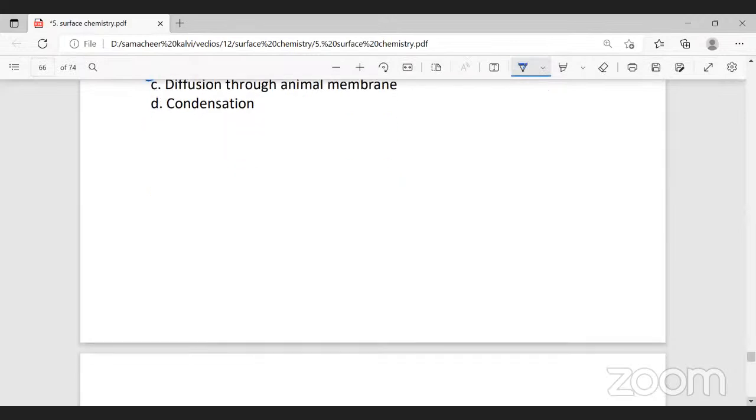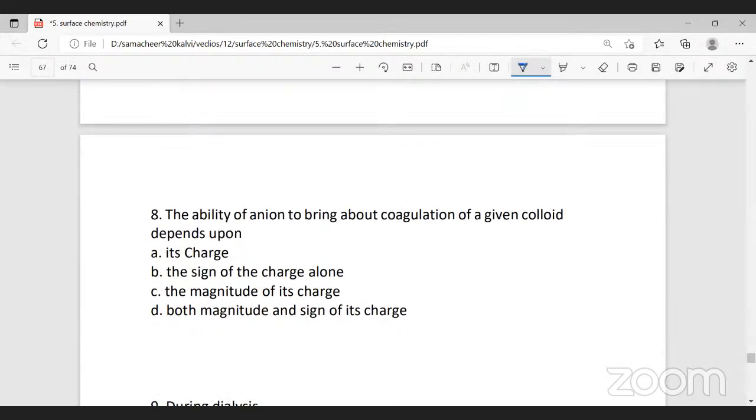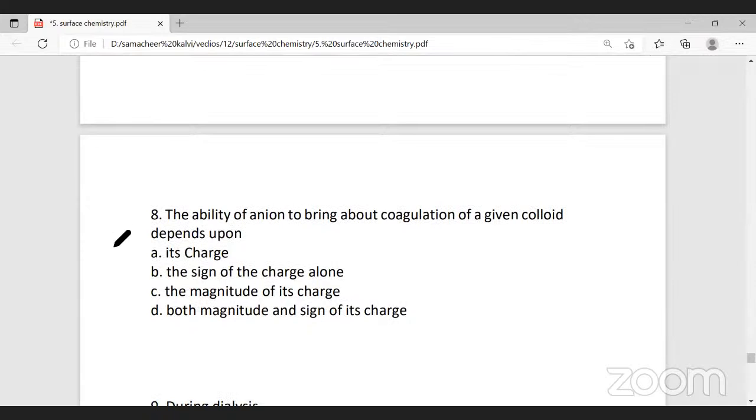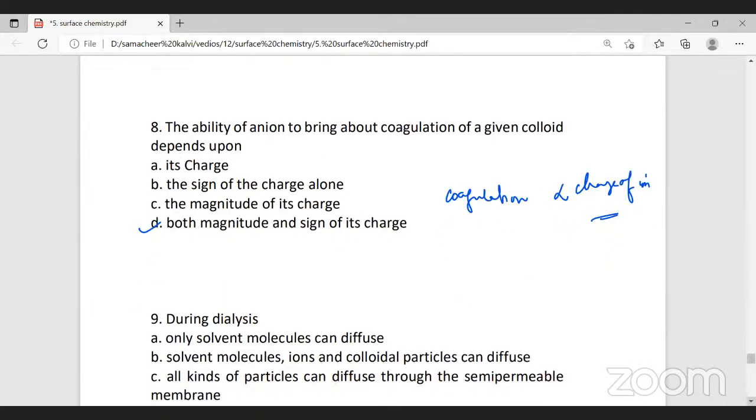The next question. The ability of an anion to bring about coagulation of a given colloid depends upon its charge: the size of the charge alone, the magnitude of its charge, both magnitude and size. So it is both magnitude and size. It's according to Hardy-Schulze rule. Coagulation is directly proportional to the charge of the ion.